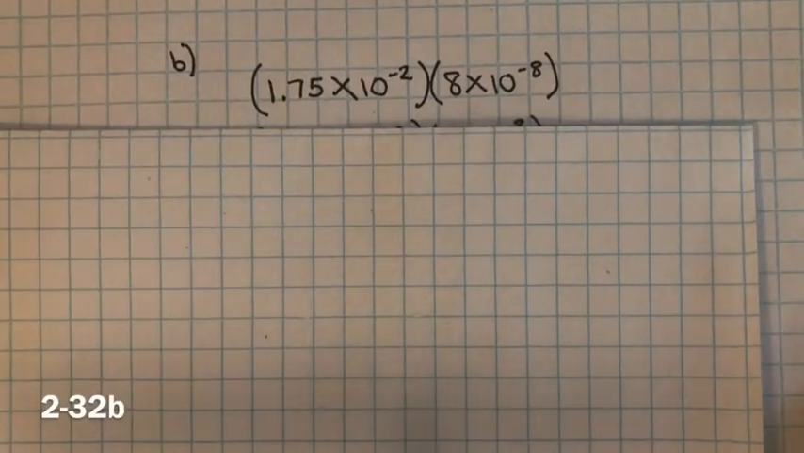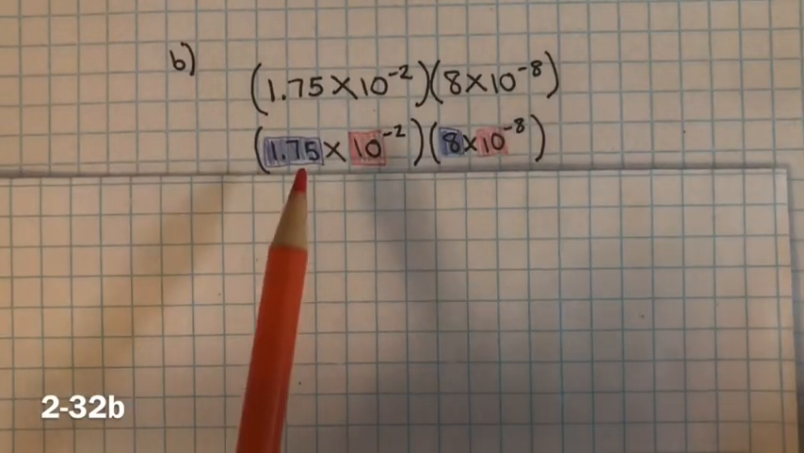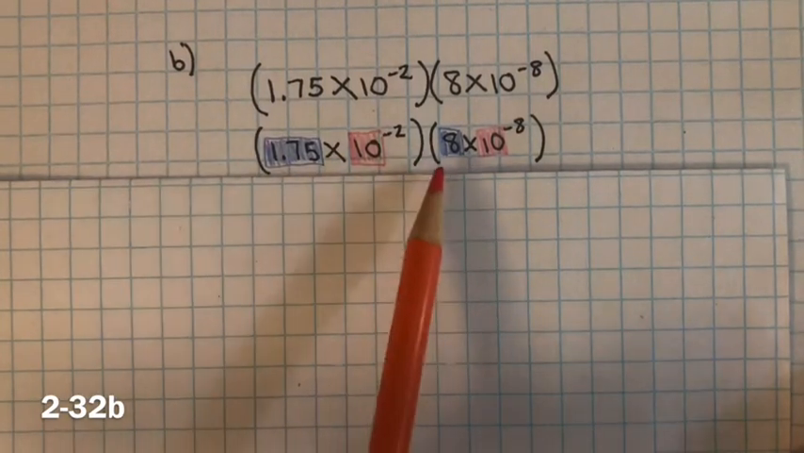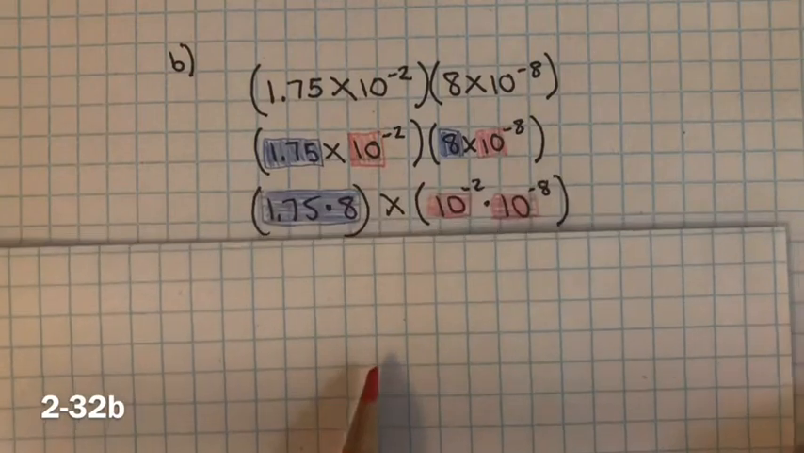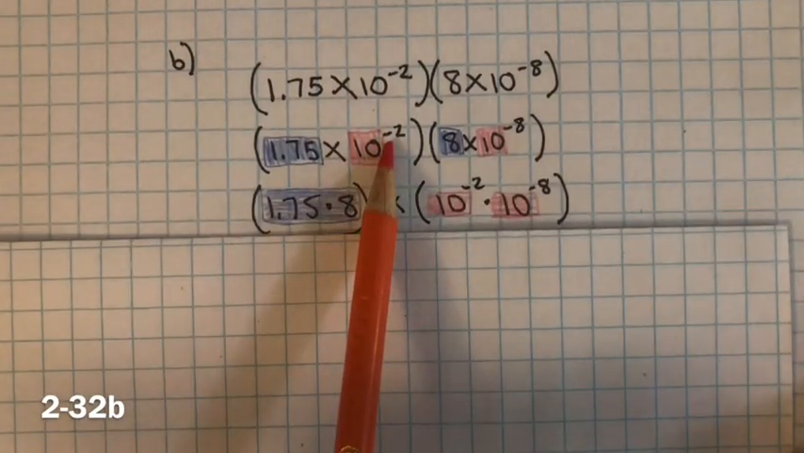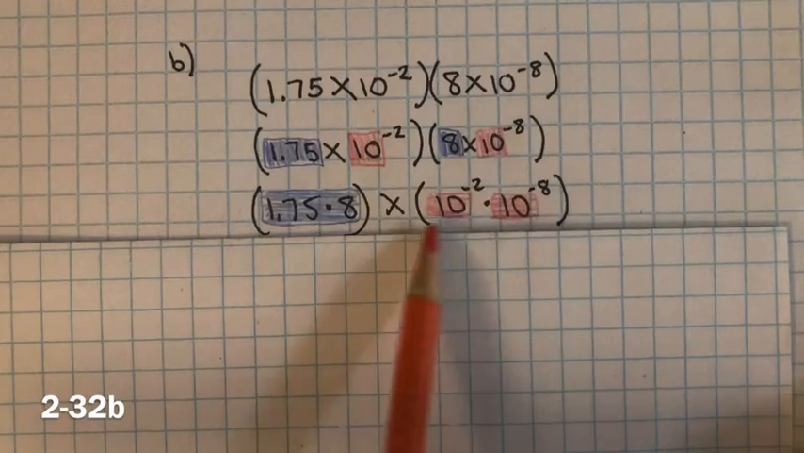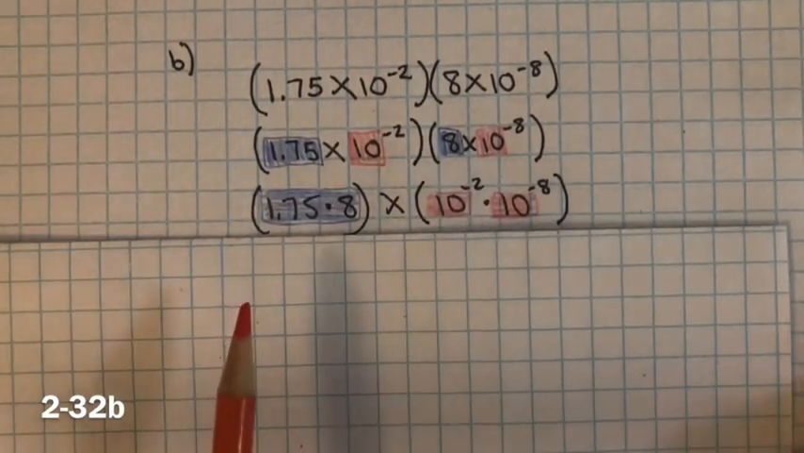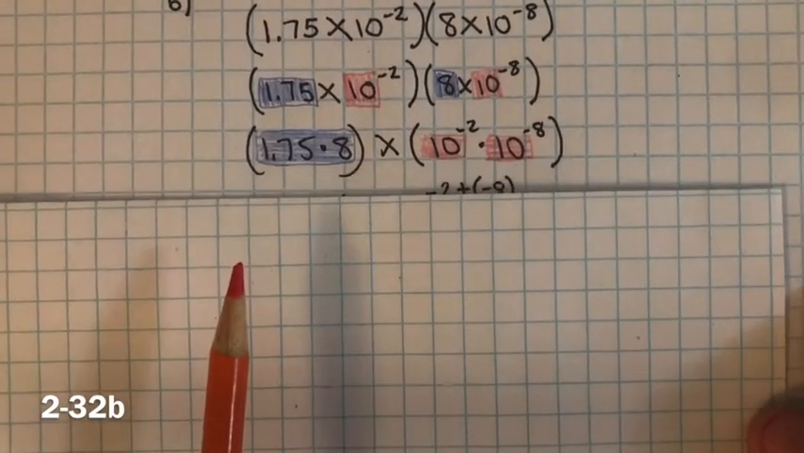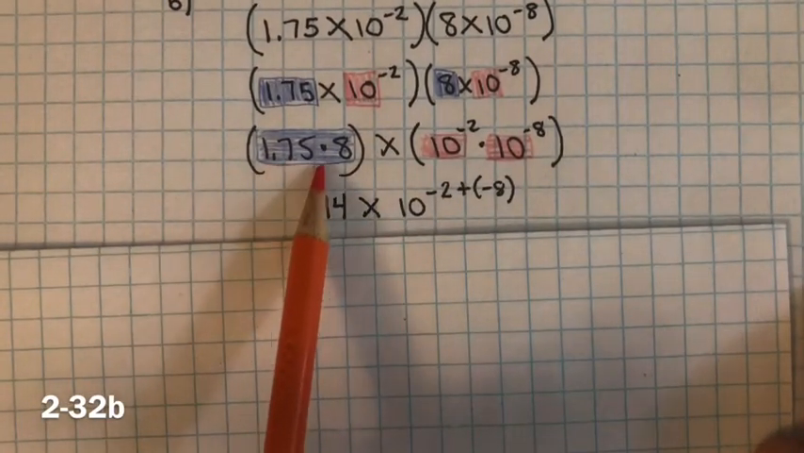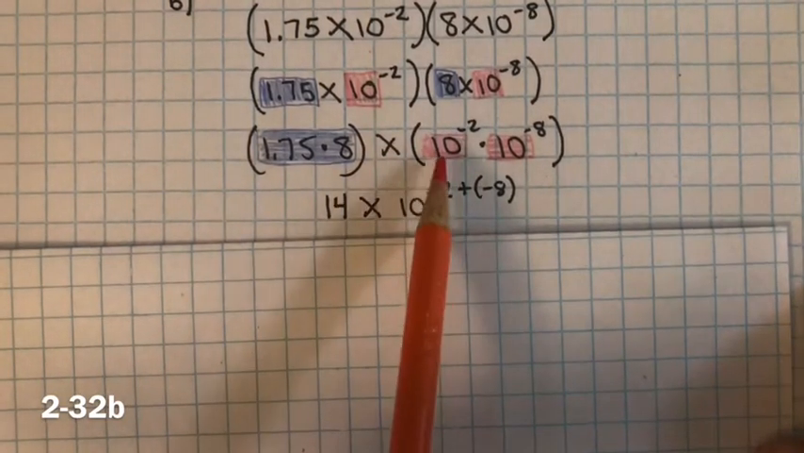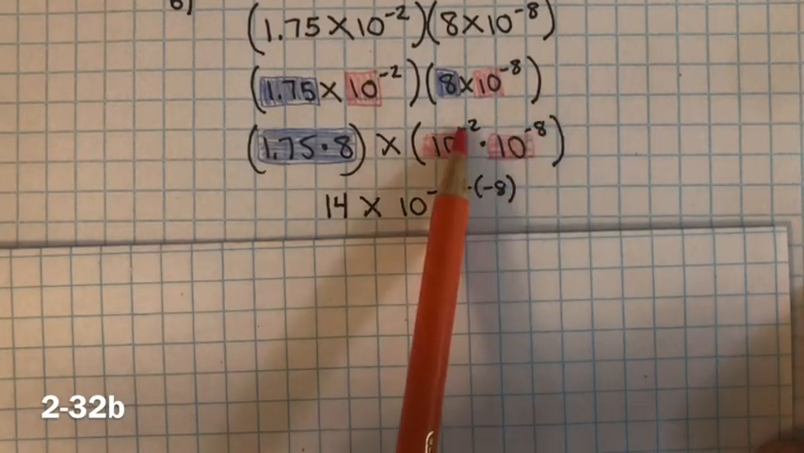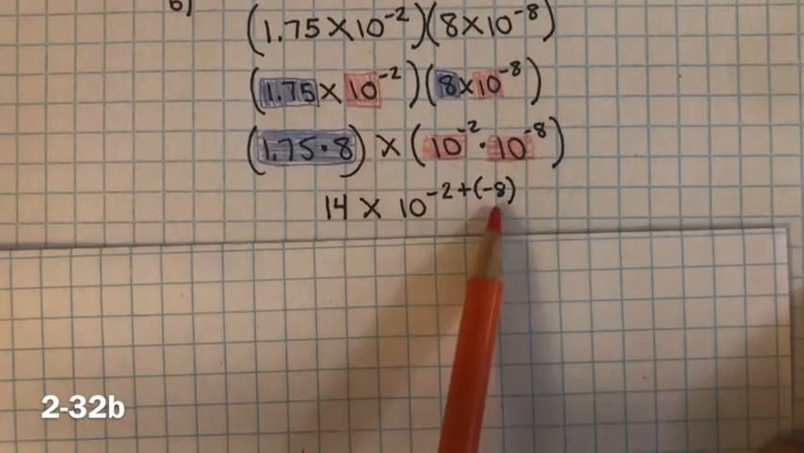Problem B, we're going to go ahead and multiply like terms. So we have 1 and 75 hundredths multiplied by 8, and 10 to the negative 2nd power multiplied by 10 to the negative 8th power. You can multiply like terms if they have the same bases. So here, 1 and 75 hundredths multiplied by 8 is 14. And then multiplying exponents with the same base, you add the exponents, negative 2 and negative 8.